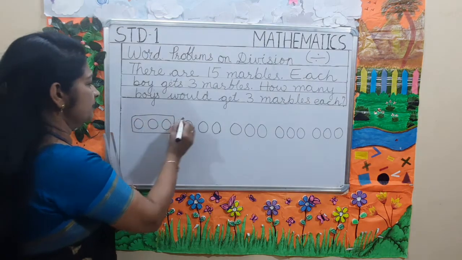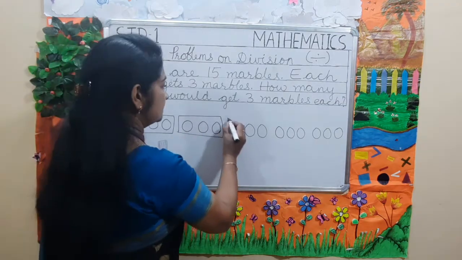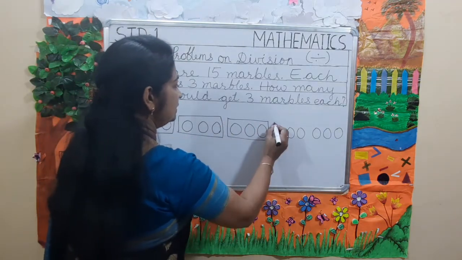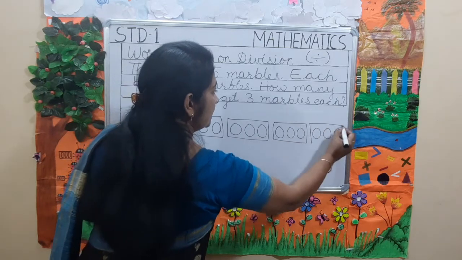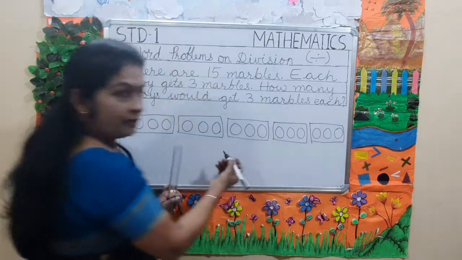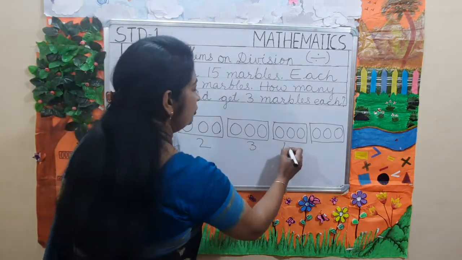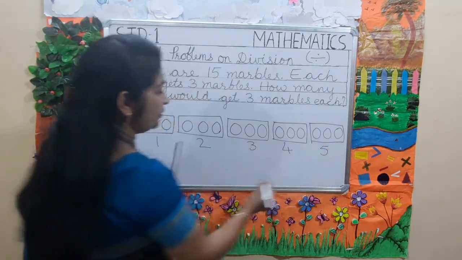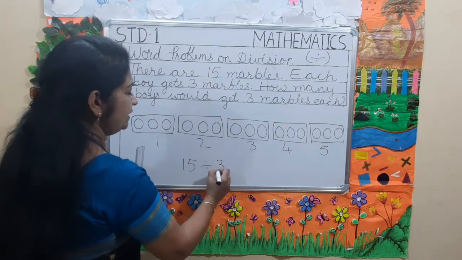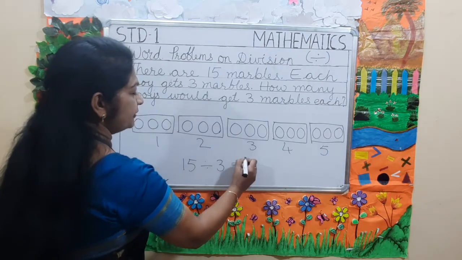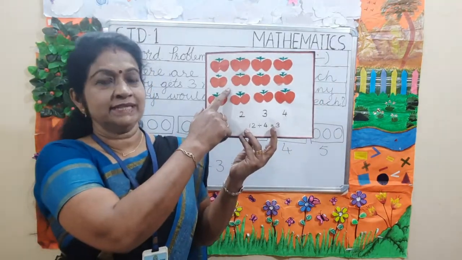So first group, second, third, fourth and fifth. So how many groups we have made? 1, 2, 3, 4, 5. So 15 divided by 3 is equal to 5. Alright.